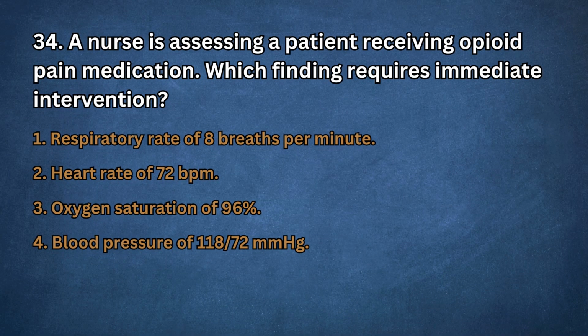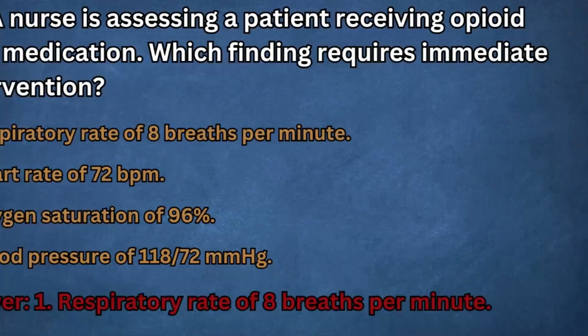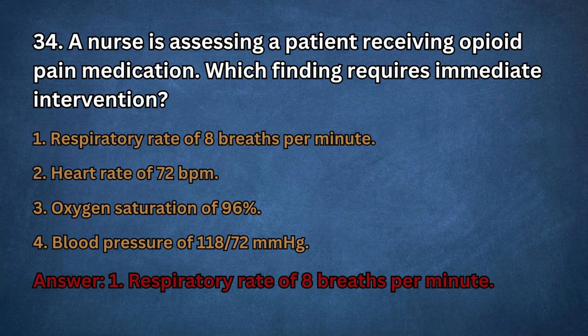34. A nurse is assessing a patient receiving opioid pain medication. Which finding requires immediate intervention? 1. Respiratory rate of 8 breaths per minute. 2. Heart rate of 72 beats per minute. 3. Oxygen saturation of 96%. 4. Blood pressure of 118 over 72 millimeters of mercury. Answer: 1. Respiratory rate of 8 breaths per minute.